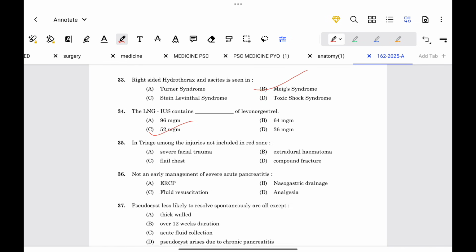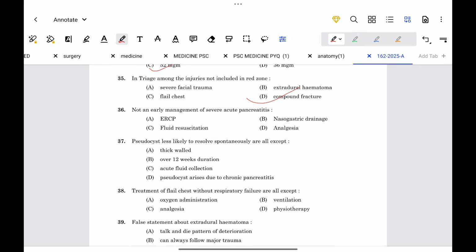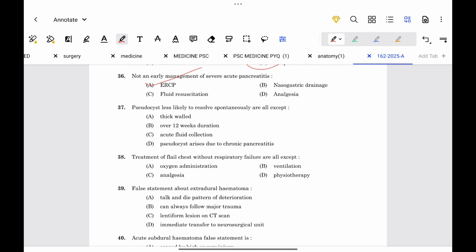In triage, among the injuries not included in red zone is compound fracture. Note, an early management of severe acute pancreatitis is ERCP. This also we have discussed. Pseudocyst is less likely to resolve spontaneously, are all except acute fluid collection. This also we have discussed. I think most of the surgery questions we have discussed in the session.